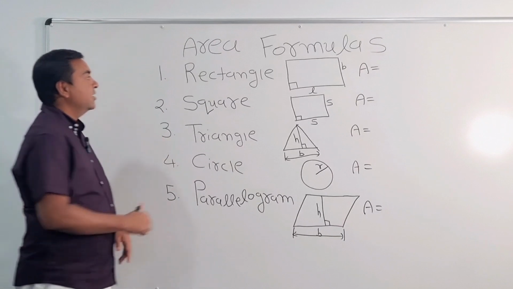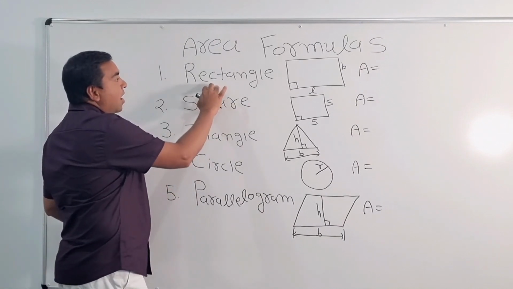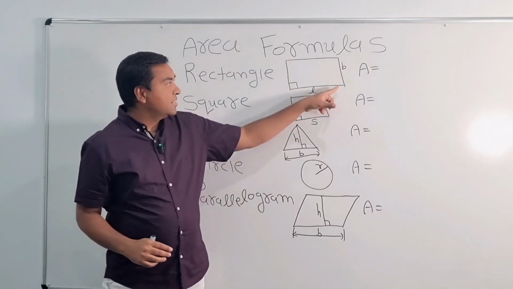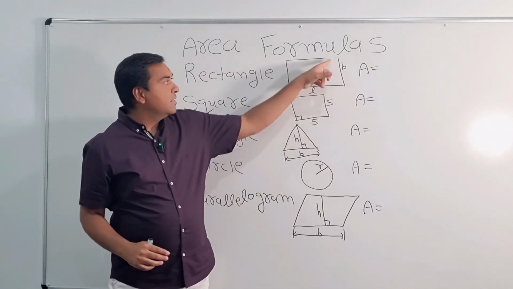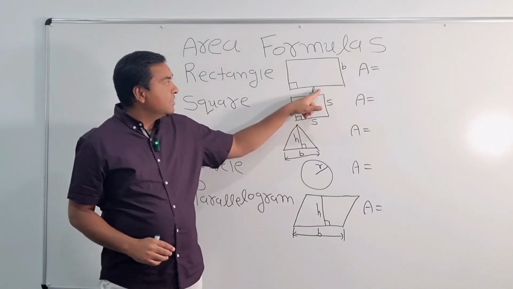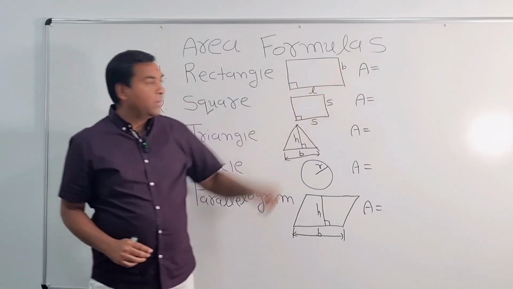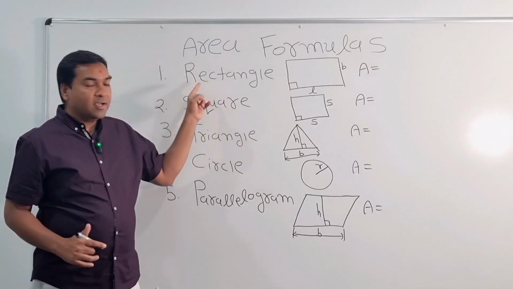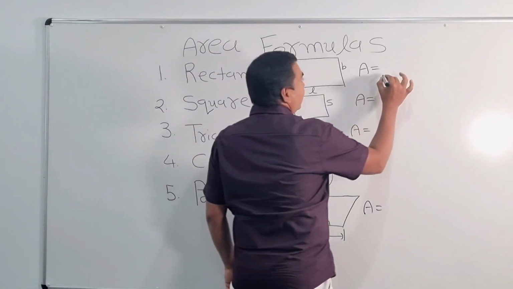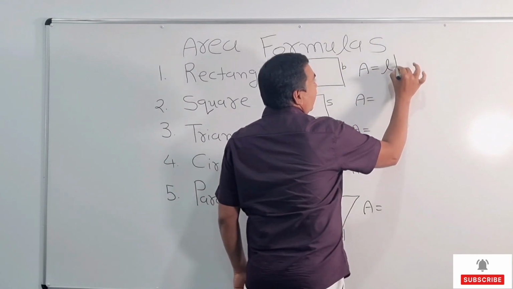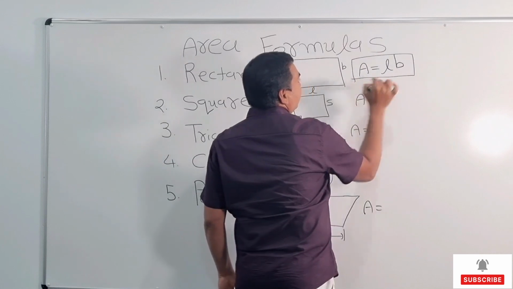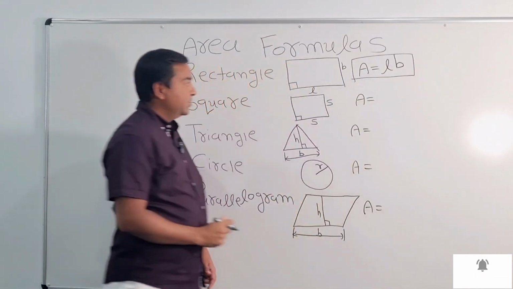So the very first thing is rectangle. How does the rectangle look like? So we can see it looks like that here. All the angles are right angles in a rectangle, and this is the length and this is the width. Then area of rectangle is the easiest one among all, which is nothing else but length multiplied by width. So area of rectangle is length multiplied by width.